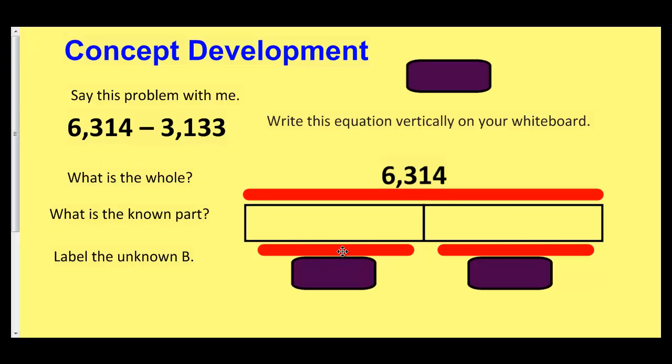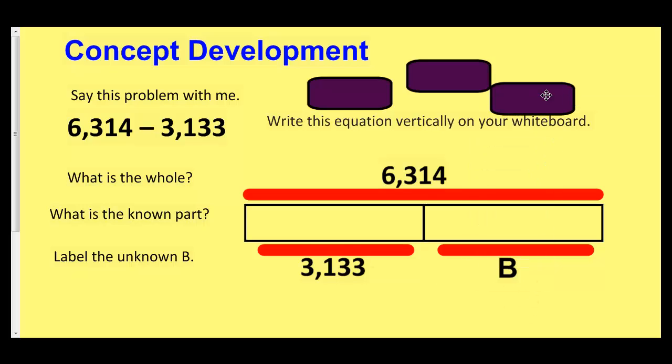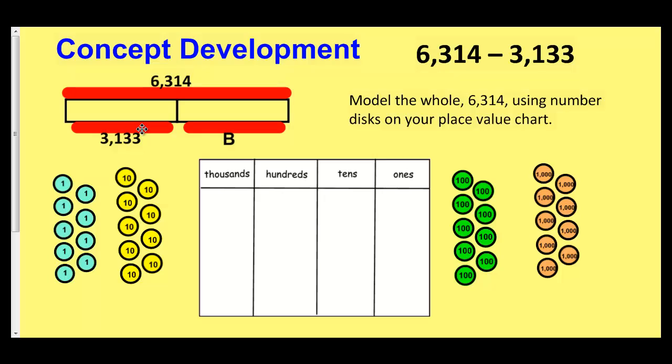So what would be the part of the whole that we know? The part that we know would be 3,133. So I want you to label that. And now what we're trying to figure out is B. So when we take 3,133 away from 6,314, we'll be left with this value. Okay, so now let's get started.